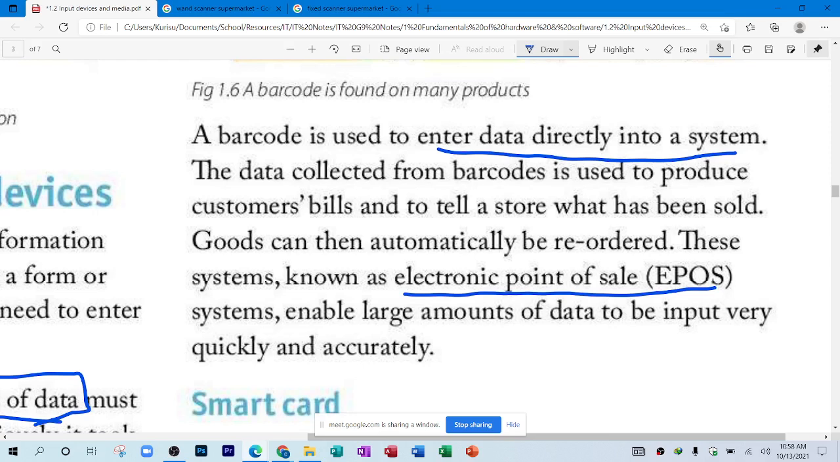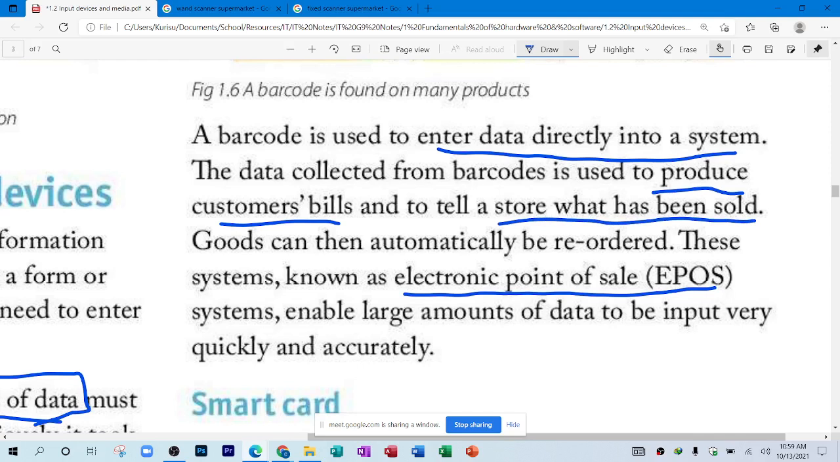So, your barcode reader, as mentioned already, enters data into the system. It would usually be connected to a computer to transfer all of that data automatically. So what is it collecting the data for? To produce your customer bills. And it would also tell the store what was sold.